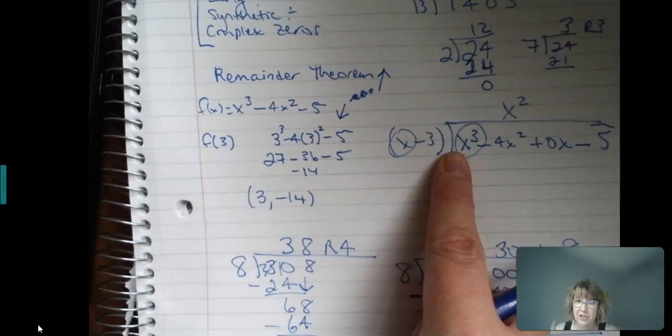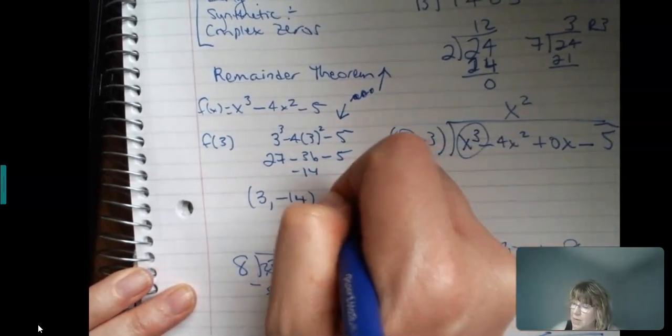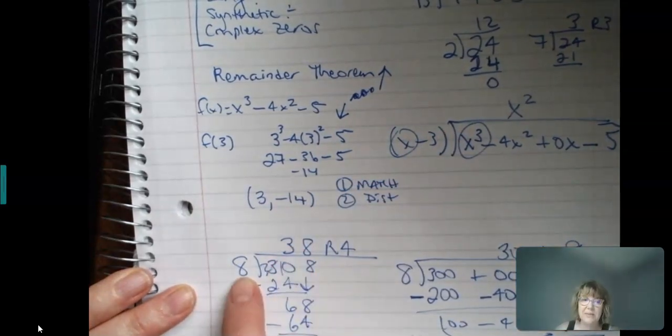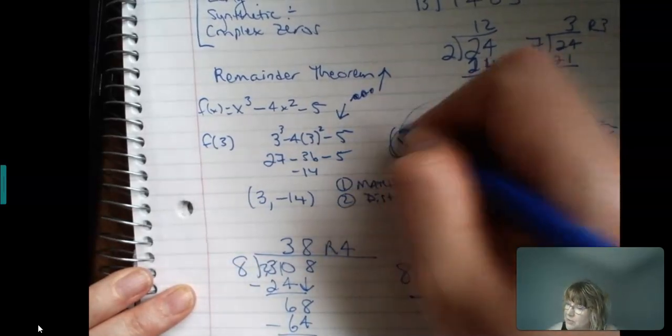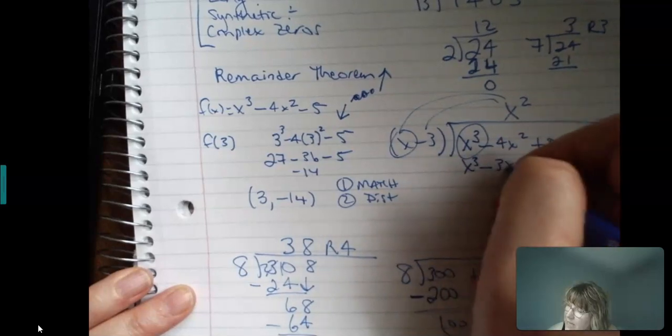Step 1, you want to match. Step 2, you distribute or you multiply, right? That's what I do here. I took the 3 times the 8, and if it had 2 parts, I'd distribute it. So I'm going to distribute. So I get x cubed and negative 3x squared.